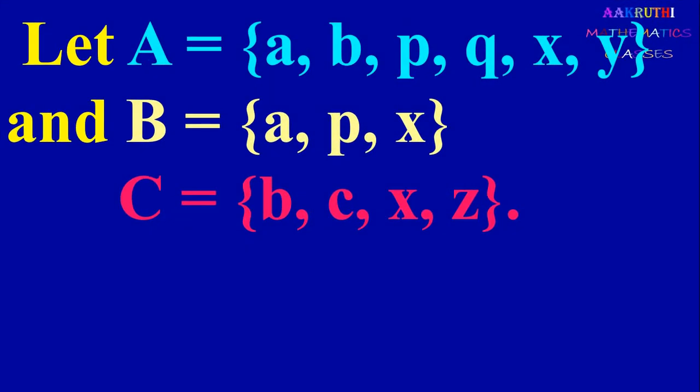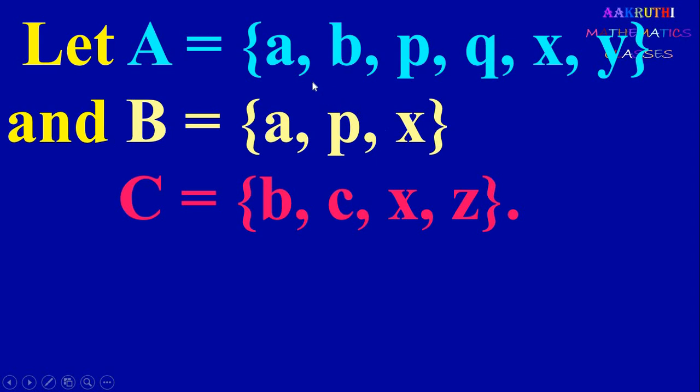Now consider set A equal to {a, b, p, q, x, y}, and set B is {a, p, x}, and set C equal to {b, c, x, z}. Now see here, set B having elements a, p, x. All these elements are present in set A also. Here we have a and here we have p, here we have x. But you compare A and C set. In set C we have b, c, x, z. So b is present here, c is not present here, x is present here, z is not present here.